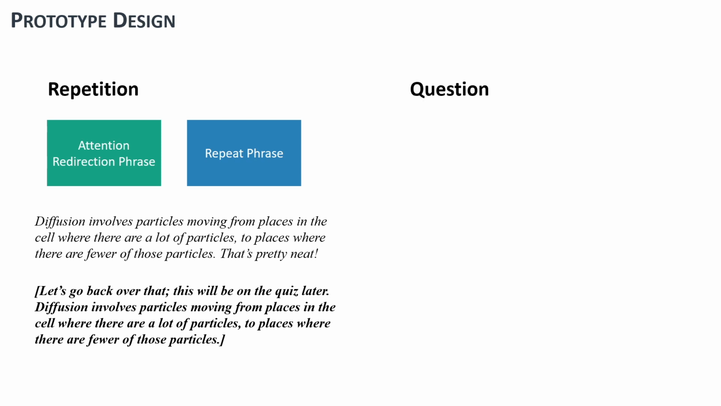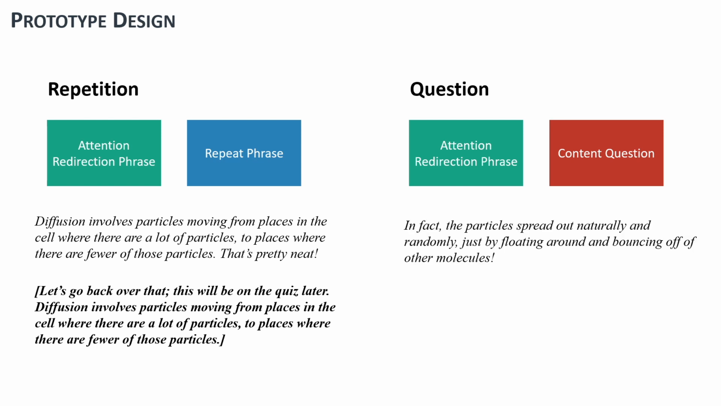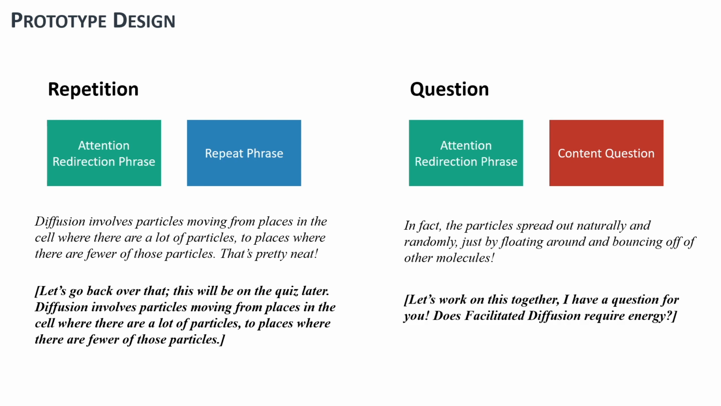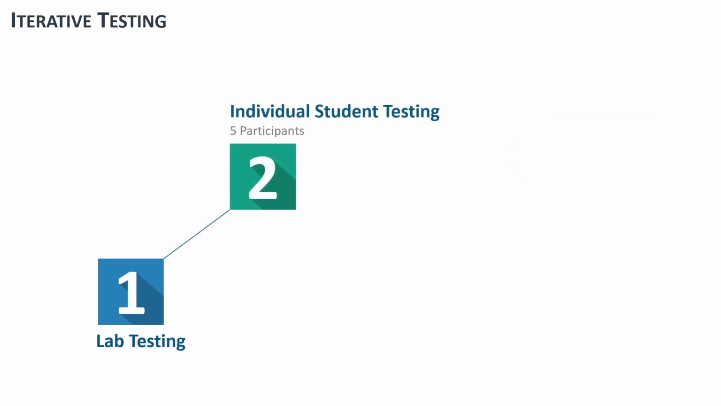Our second intervention was a question, again using an attention redirection phrase, but then using a content question. This question was still based on the content that was being covered when the student was detected to be mind wandering. So you see again, we have our attention redirection phrase, but the second part here is phrased as a question.